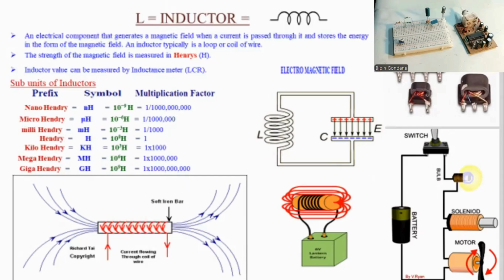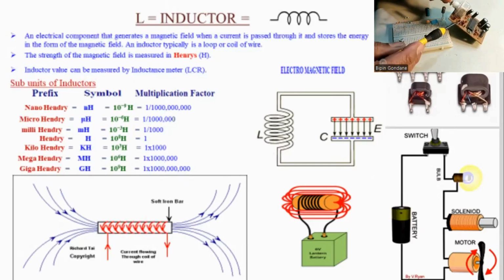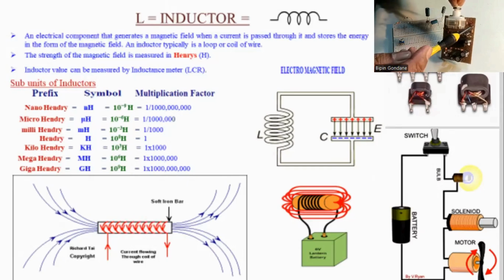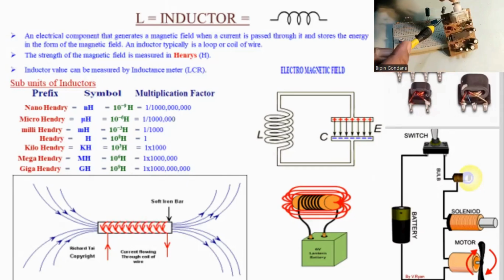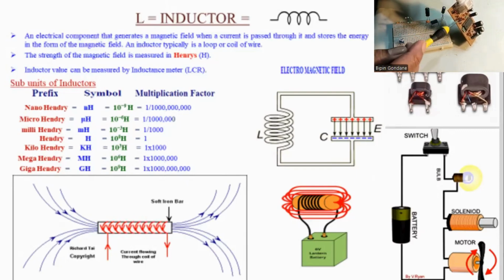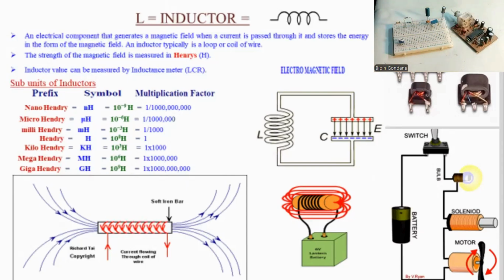It blocks AC, high frequency, and allows DC. Where is it used? Like I told you, this is your radio receiver. So these are the inductors. You can see a copper type of wire, right? Okay, for radio circuits, for capturing, or for antennas, or for stopping the noise. These inductors are used in the radio. It is also used in the power supply.